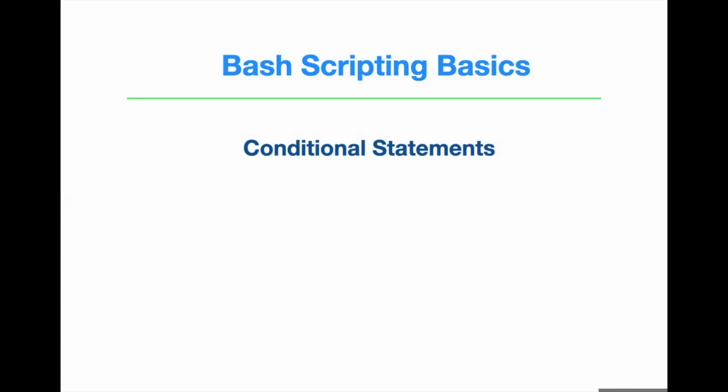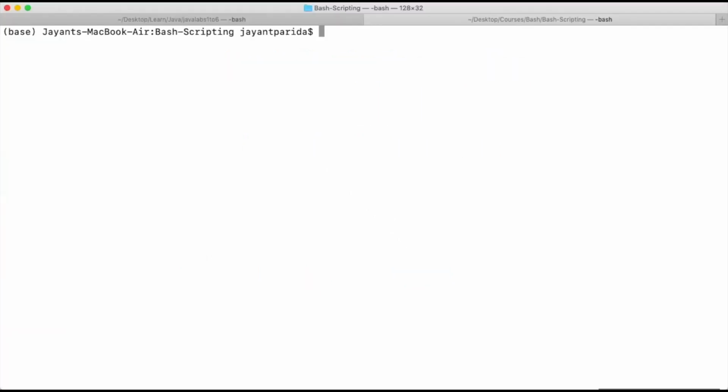Like in any other programming language, conditional statements are used to evaluate different types of conditions in a script. There are different types of conditional statements like if, else, or elif. We'll also be looking at the different conditional operators like and, or. So let's move into our terminal to check if conditions.